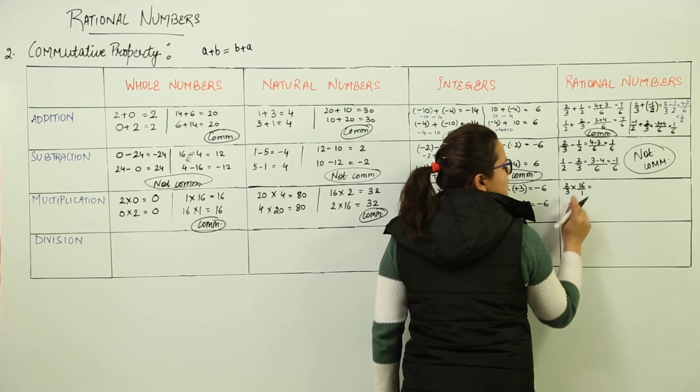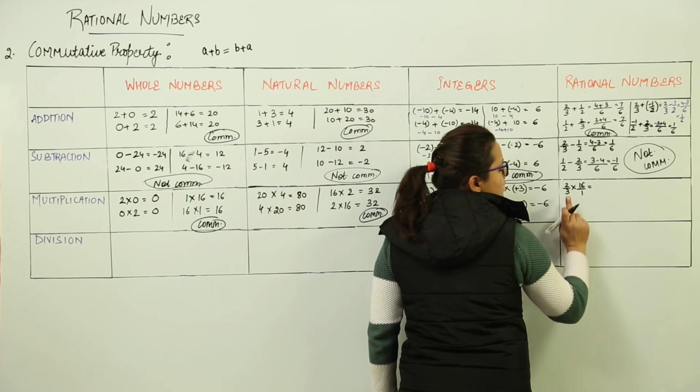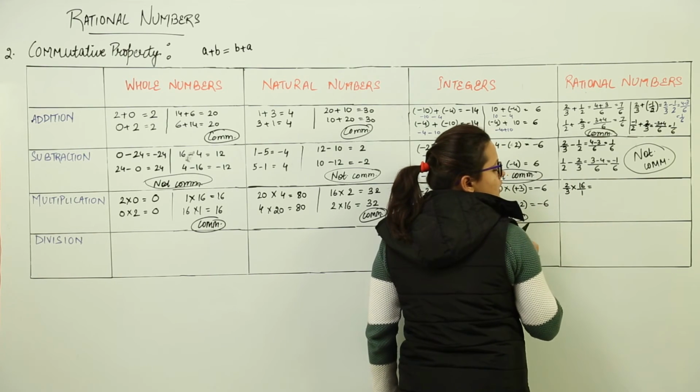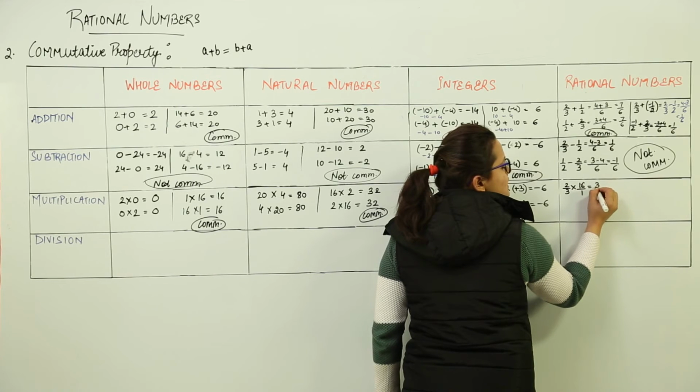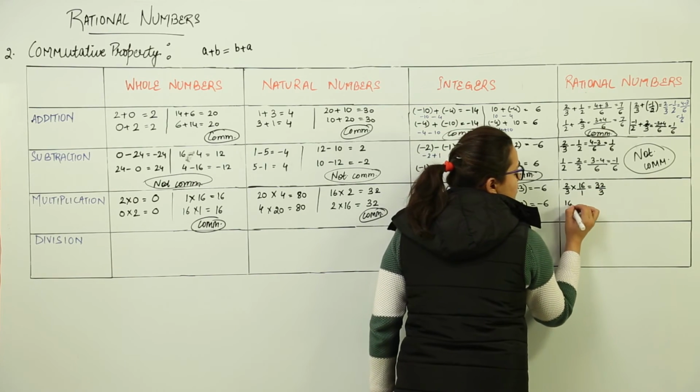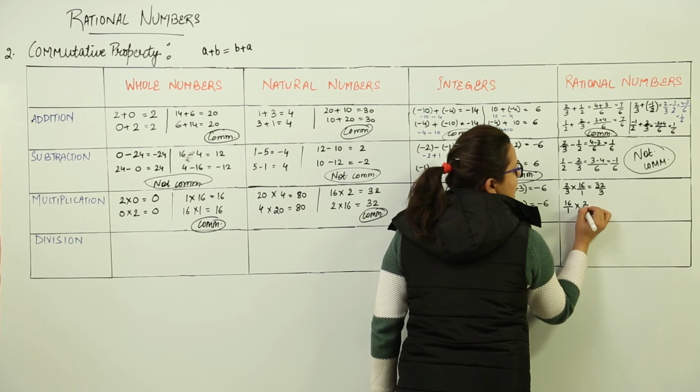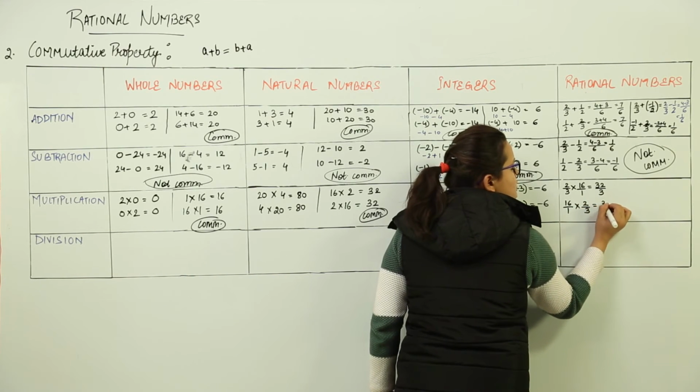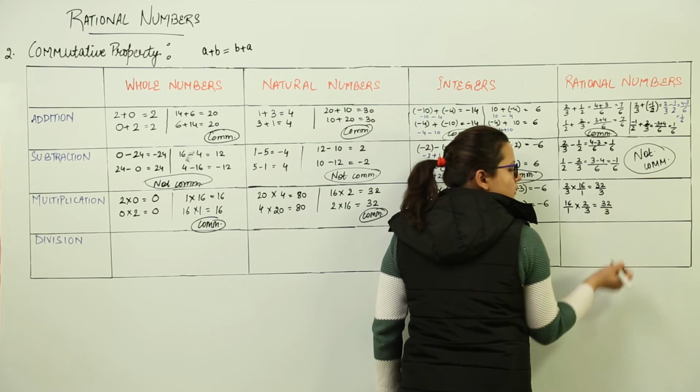What would be my answer? Numerator gets multiplied with the numerator and denominator gets multiplied with the denominator. So 2 into 16 is 32 and 3 into 1 is 3. What do you get if you multiply 16 into 1 with 2 over 3? This becomes 32 over 3 only.